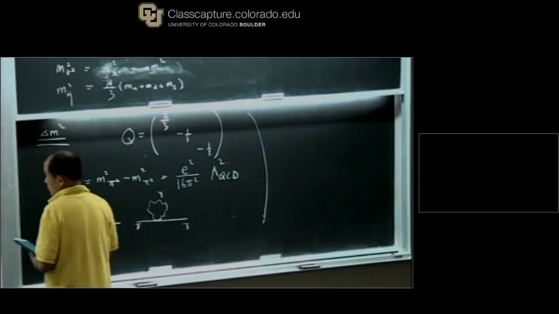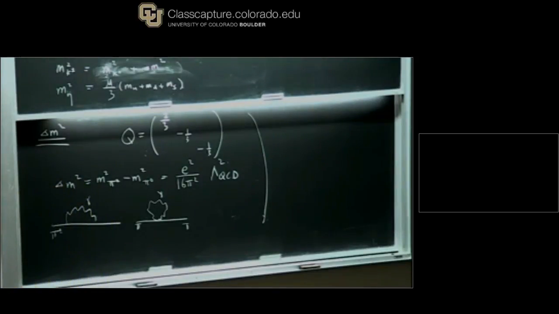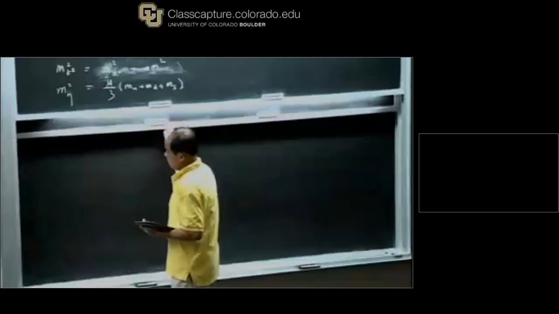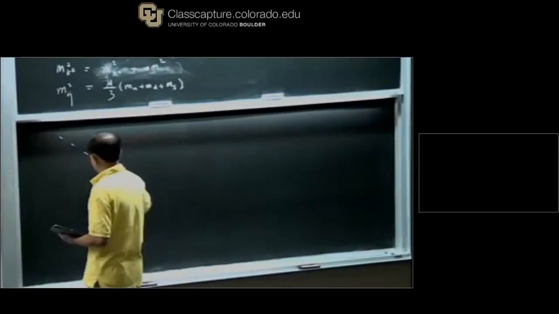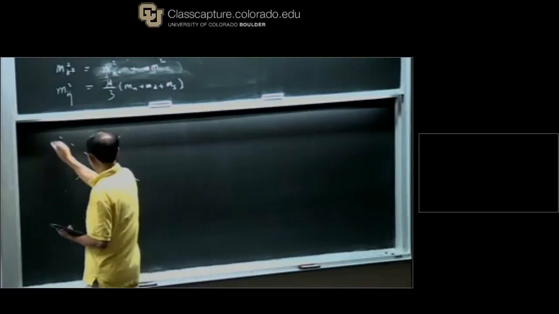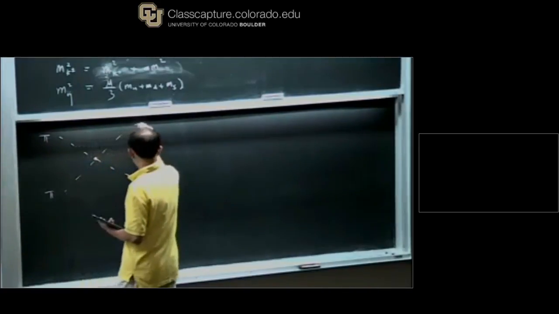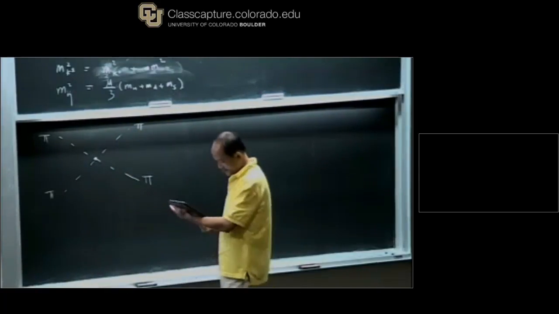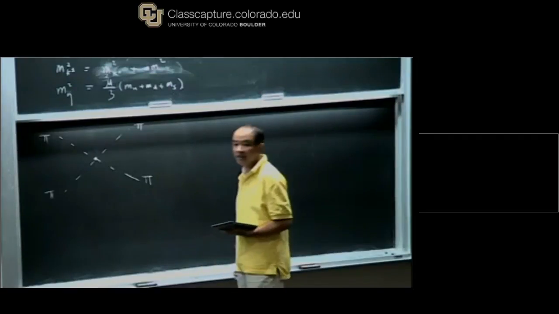Chiral perturbation theory can do more than that. You can also calculate the pion scatterings with chiral perturbation theory. So let's just do it quickly. Suppose I wanted to calculate pi pi scatterings, which we actually do in the lab. We can do it.